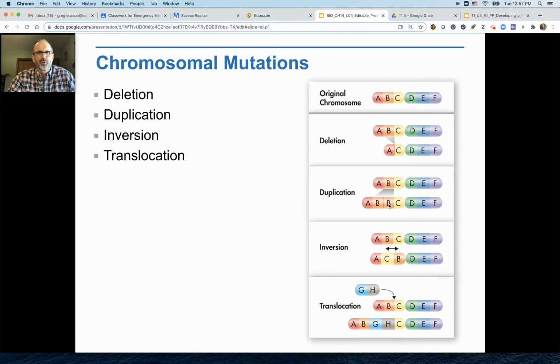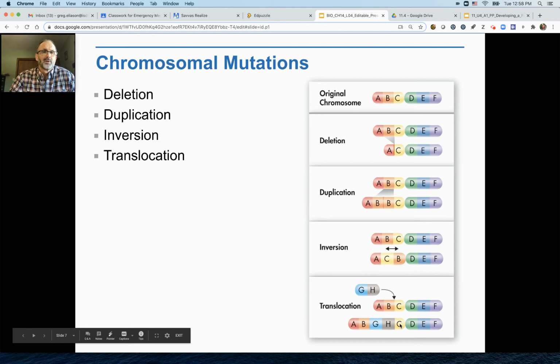We could have an inversion mutation where you literally just change the direction that they go. Instead of going ABC, it's going ACB. So that's inverted. And then a translocation is when you get a region of chromosome from another chromosome into a chromosome it wasn't originally in. So the addition of chromosomal material in here. And so that would result in ABGHC.